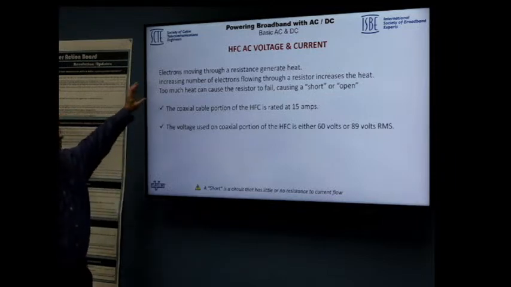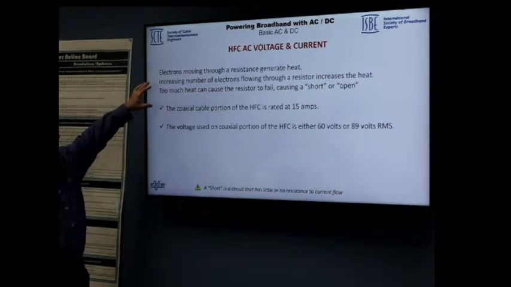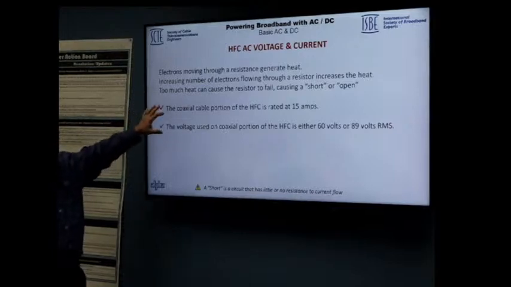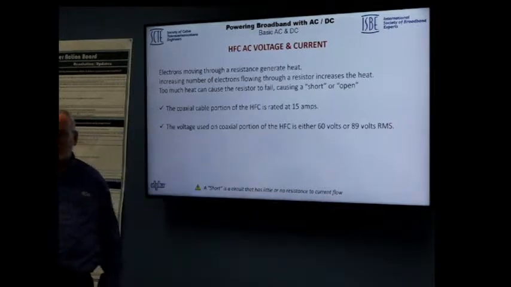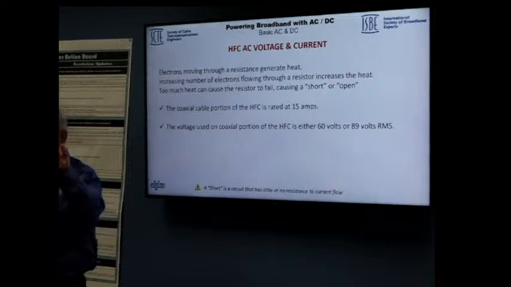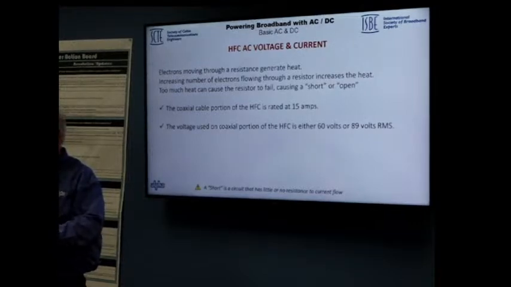In HFC, voltage and current, electrons moving through, create heat. Increasing the number of electrons increases the heat. Too much heat will cause a resistor to fail, causing a short or open. The coaxial cable portion of the HFC is rated at 15 amps. I get questions all the time. I need a 918. I need a 921. I need an XM2 924, effectively a 24 amp power supply.